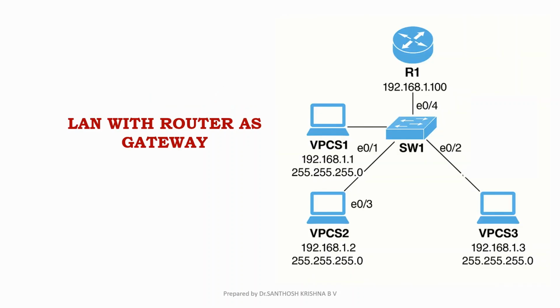So here the picture is the same, there is no change, whatever we have done is going to be the same. We are adding one router. The router IP address is 192.168.1.100 and this is going to be the gateway for all the PCs. So we will be executing this today.